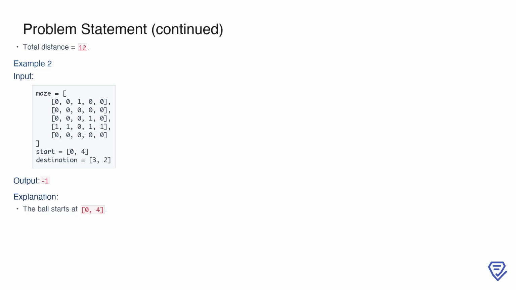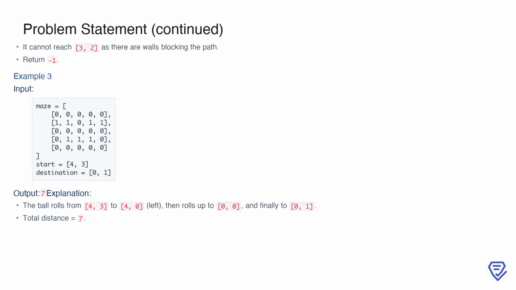Now, consider a second example with the same maze and starting position, (0, 4), but a different destination, (3, 2). In this case, the ball cannot reach the destination because the path is blocked by walls. Since no valid path exists, the output for this example is -1.